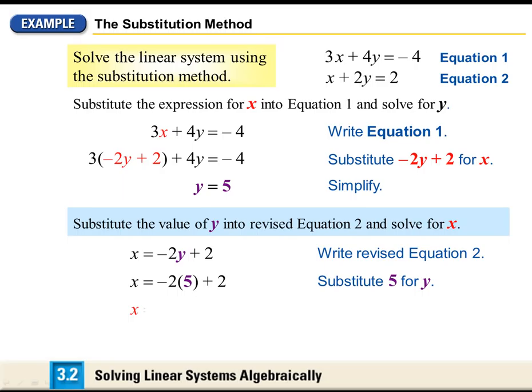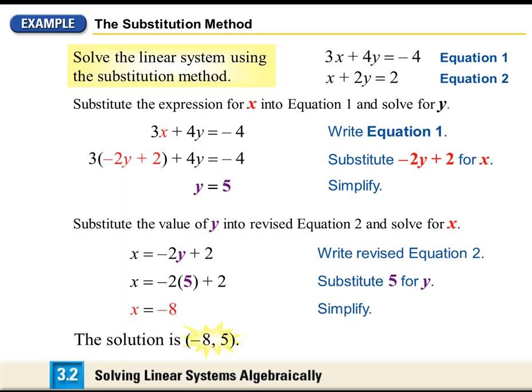Both parts. We got the x value and the y value. So there's our ordered pair. That's the solution: negative 8, 5. x equals negative 8, y equals 5. That's the location of the point of intersection of those two lines. Make sense? Okay, so that's substitution.